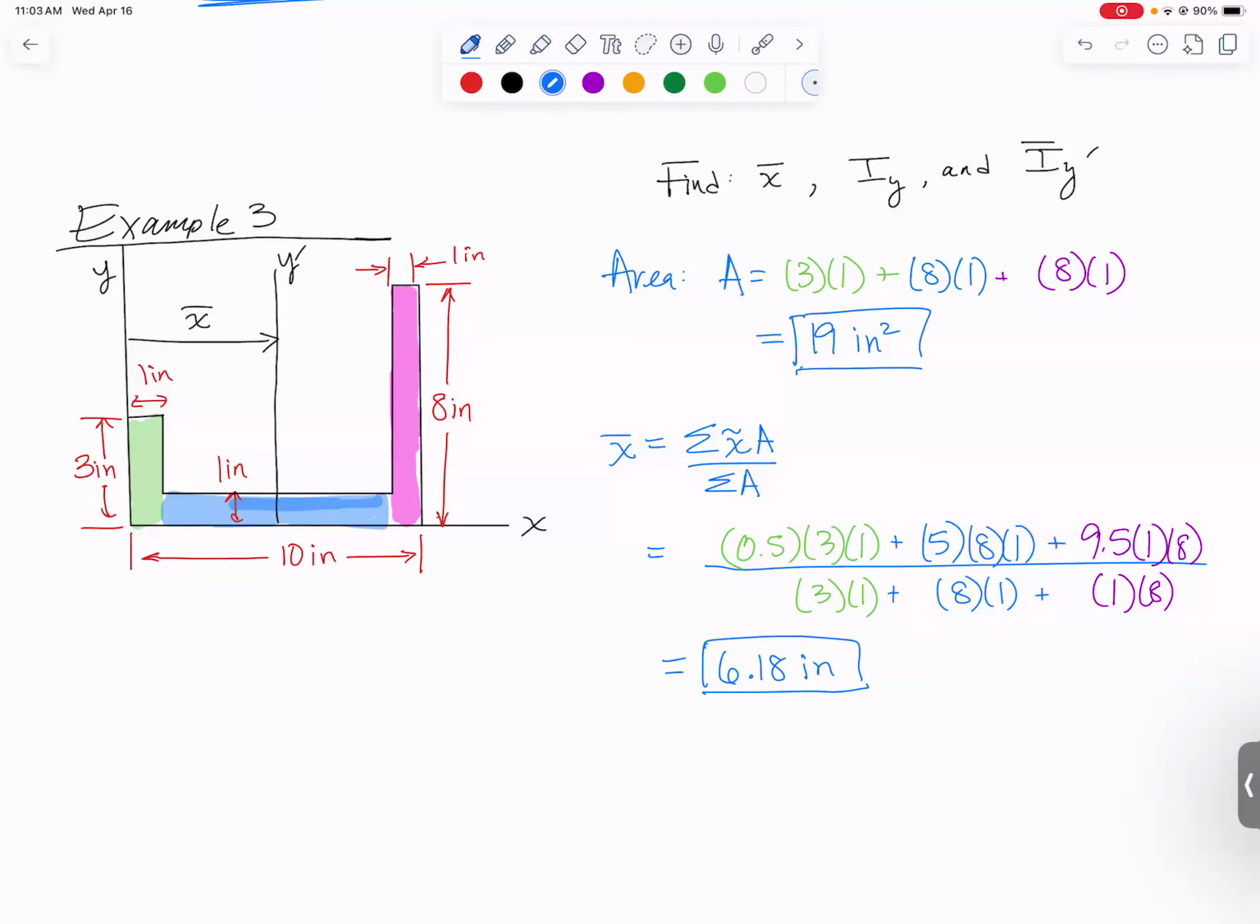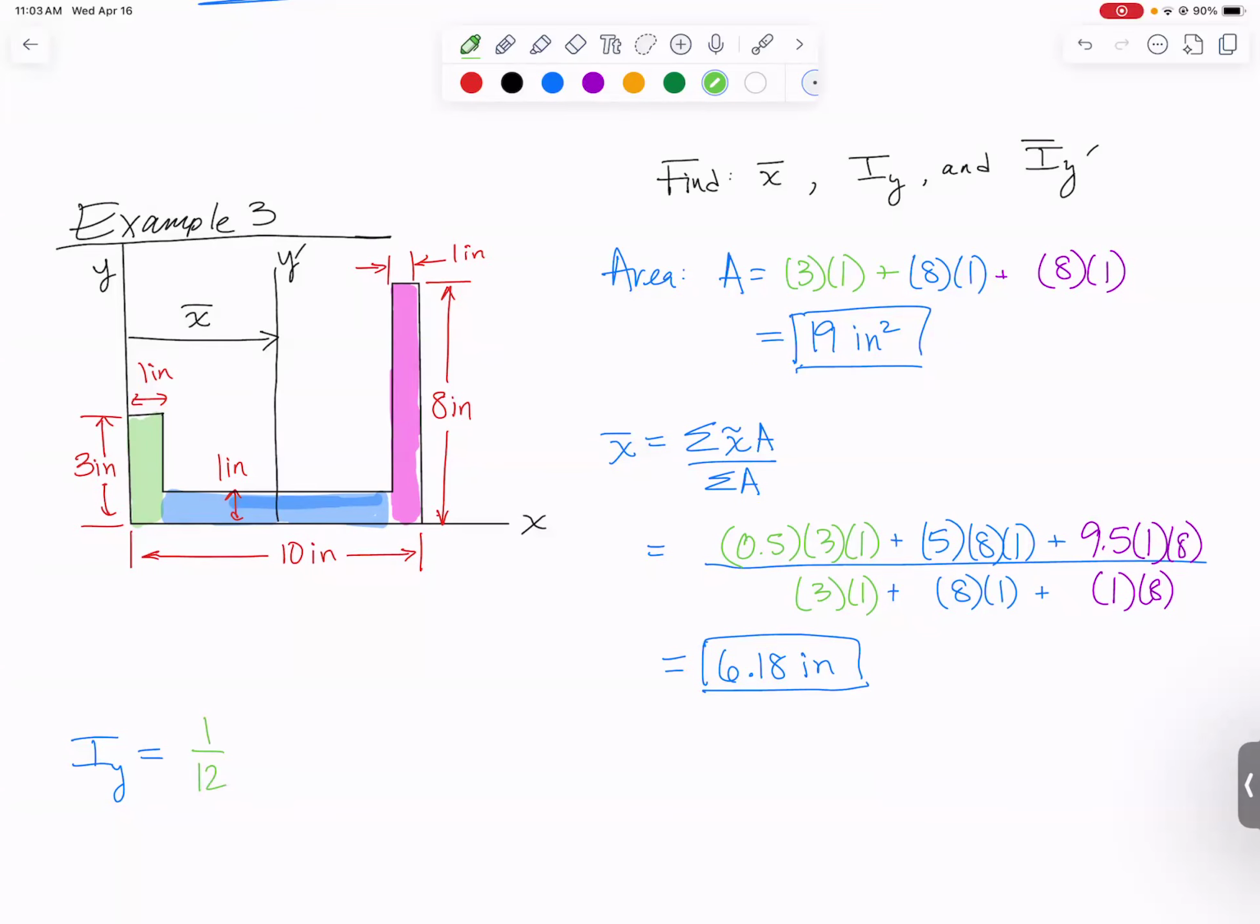Next, we need to find the moment of inertia about either the y or the y prime axis. I like to do IY. We first need to figure out the moment of inertia of this first little green rectangle about its own centroidal y-axis. Then we'll add A d squared to it to move it back here. So this step is going to be 1/12. Now, my question for you is, what gets cubed, the 1 or the 3? It's always the dimension perpendicular to the axis that gets cubed. Since the axis is the y-axis, it's the 1 that gets cubed.